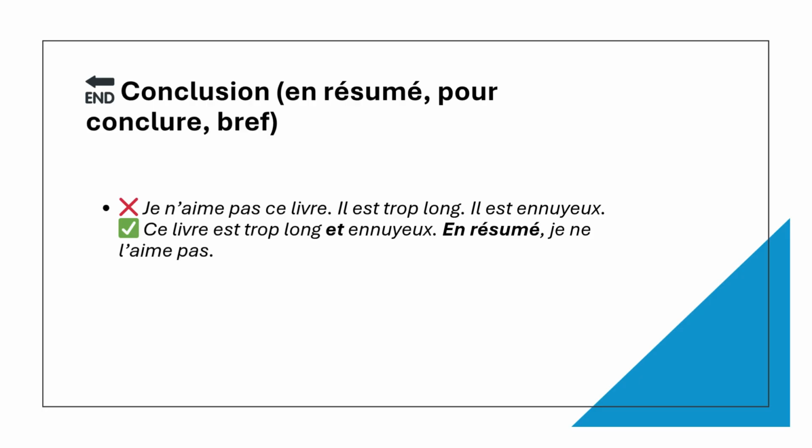The next example is for the conclusion. For example, a basic sentence: je n'aime pas ce livre, il est trop long et il est ennuyeux. I don't like this book. It's very long and it's boring. Now, those are three different basic sentences. How can we combine them? Ce livre est trop long et ennuyeux. En résumé, je ne l'aime pas.